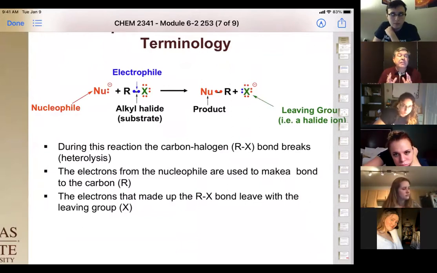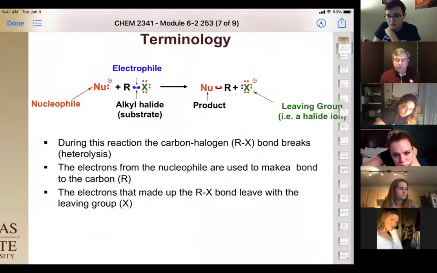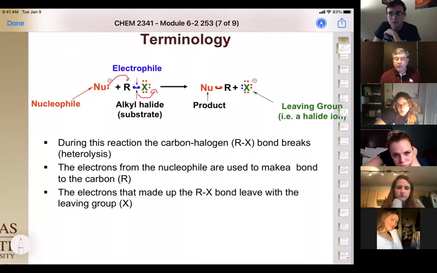Okay, but we're going to have some polar bond between carbon and some other electronegative atom. And then we're going to use the electrons from the nucleophile to make a new sigma bond. We're going to take the old sigma bond and form a negative charge.